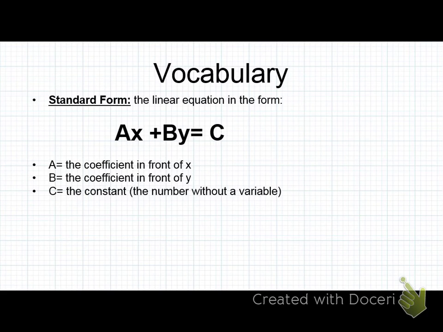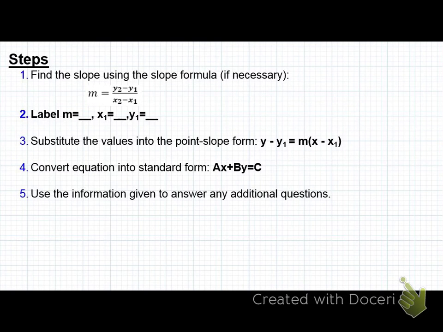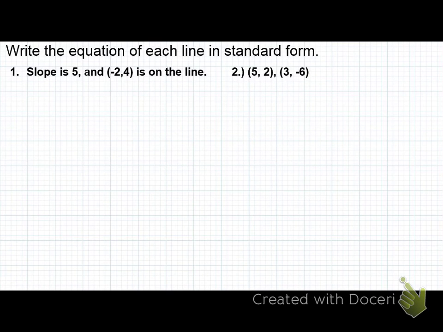All right, steps are up here. Standard form of a line, again, ax plus by is equal to c. So a is the coefficient in front of x, b is the coefficient in front of y, and c is just a constant, actually. It's not a coefficient. Okay? Steps are on the board. If you're on the video, please pause here and write these down. All right, here we go. Numbers 1 and 2. Write the equation of each line in standard form.